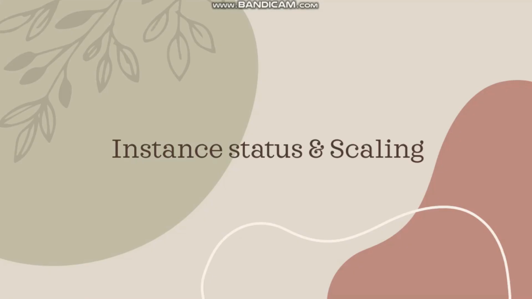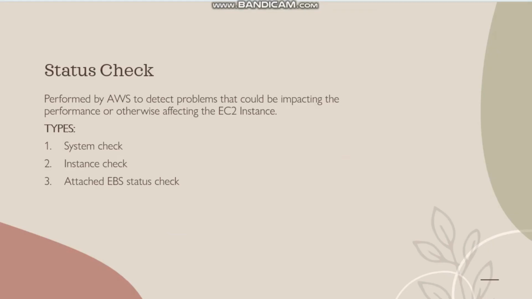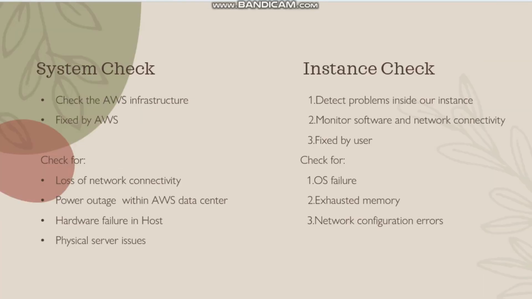Instance status and scaling. We are going to see what is status check, instance check and scaling. Status check. The status check is performed by the AWS. The goal of the status check is to detect the problem that could be affecting the performance of the EC2 instance. There are three types of status check: system check, instance check and attached EBS status check.